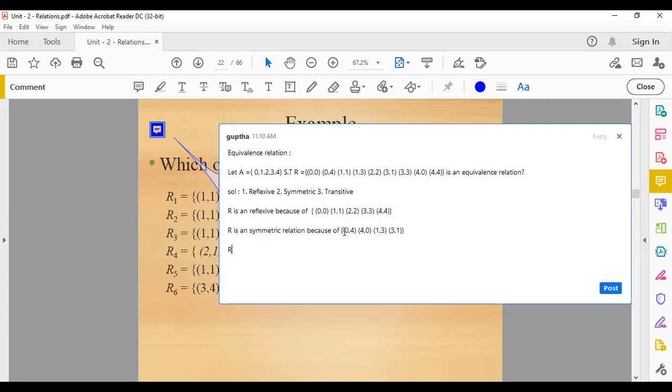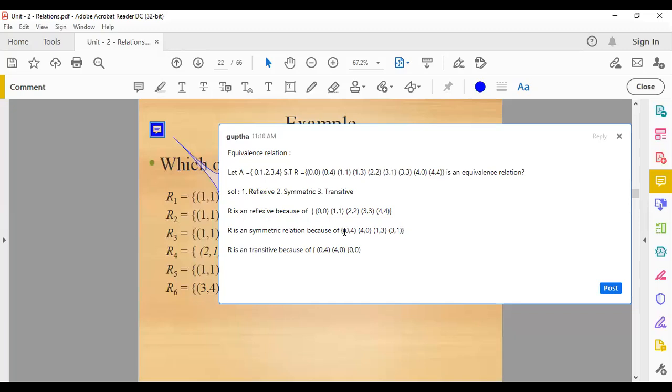Okay, next, is R transitive or not? We need to find out whether it is a transitive relation or not. For example, we need to take one combination like 0, 4. Everyone please observe 4, 0, 4, and next one, 4, 4 is there. So that means what? Simply I want to mention like this: 0, 4, 4, 0 is there, 0, 0 is there. Yes, this is one combination we want to take.